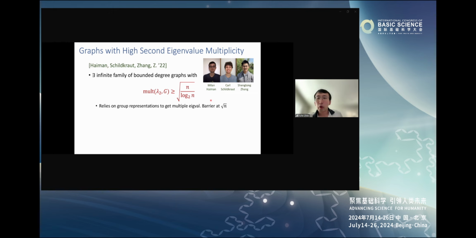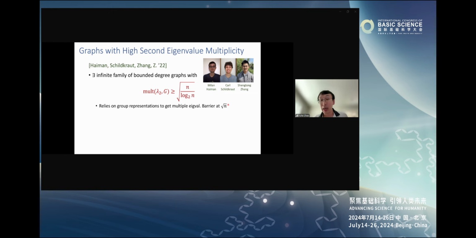But this method of using group symmetry gets stuck at a certain point, namely at roughly root n, because the multiplicity comes from group representations. The multiplicity is coming from the dimensions of the irreducible representations, and that cannot be more than root n, because the sum of the squares of the dimensions of the irreducible representations add up to the order of the group.